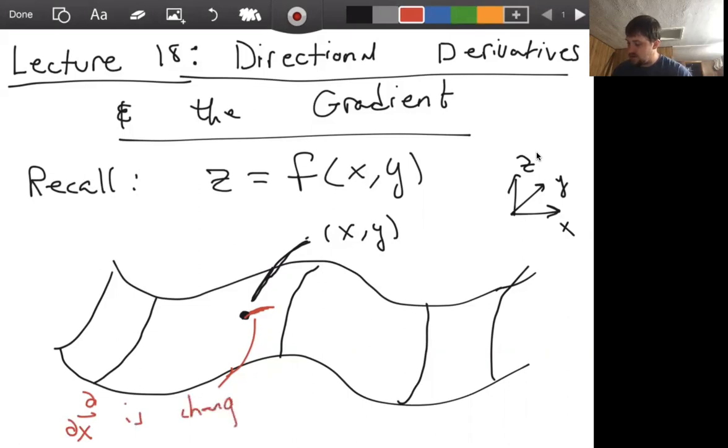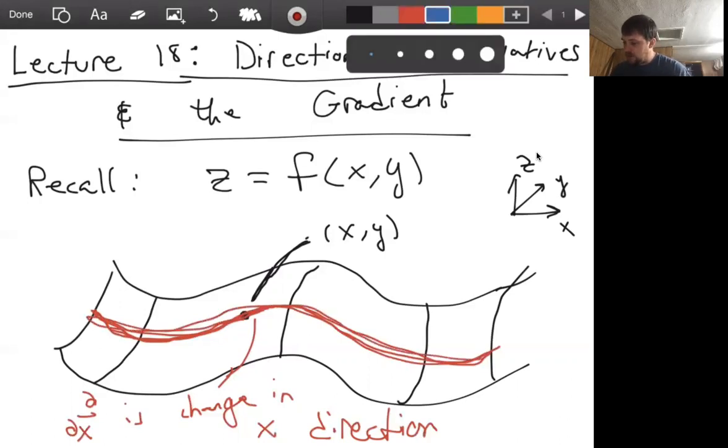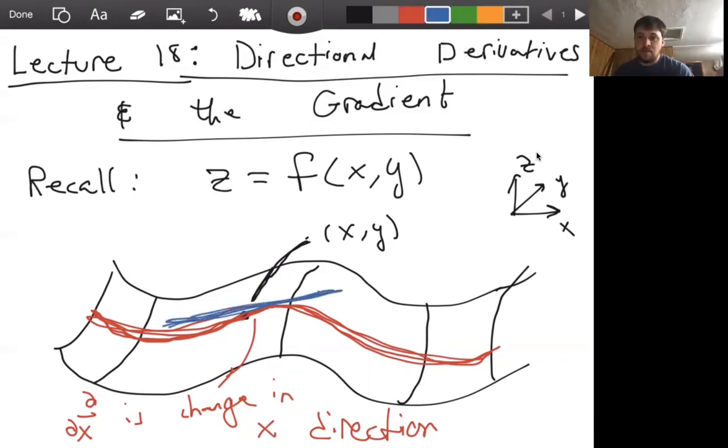So this is change in the x direction. Right? There's a line or a curve we get here by holding y constant and just varying x along this kind of slice of the surface where y is constant. At your point, there's some tangent line here, and the slope of the tangent line indicates the change in the x direction. And that's what the partial derivative with respect to x was doing.